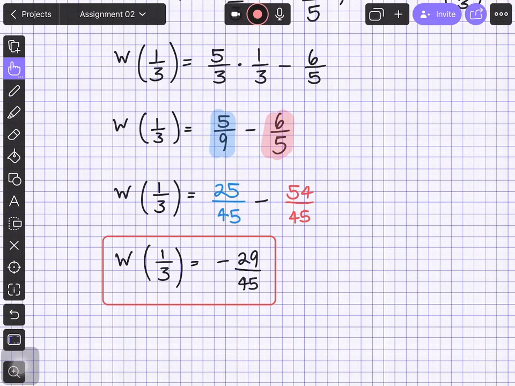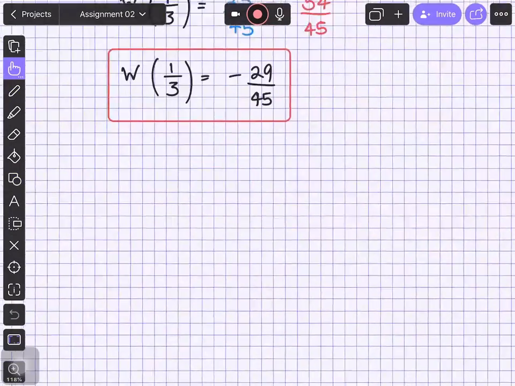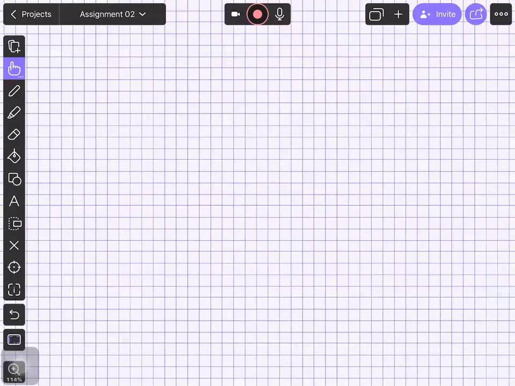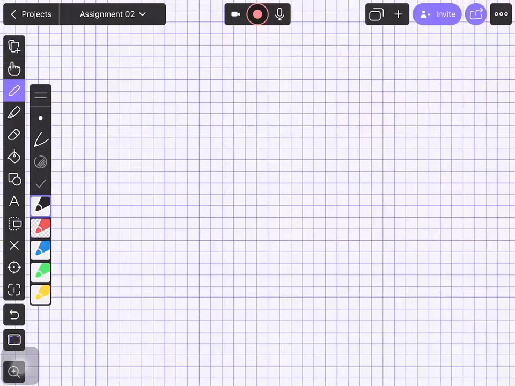Let's do another example. Okay, let's see a variation and how it works. Let's imagine that we have this function f of x, and we have 2x minus 5/3, and we're asked to find the function evaluated in 10/7. The idea is exactly the same.